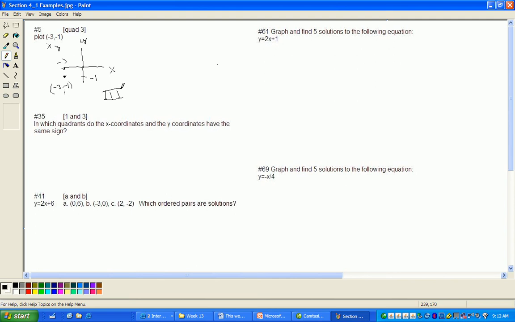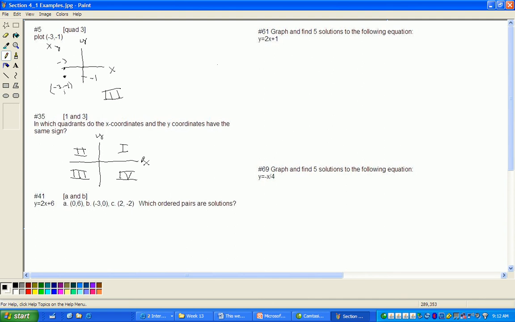In which quadrants do x and y coordinates have the same sign? So let's think about that. Again, here's our coordinate system. Here's positive x. Here's positive y. So we'll know we have 4 quadrants, right? 1, 2, and we always write them in Roman numerals typically. 3, 4. Okay, so which quadrants do they have the same sign?